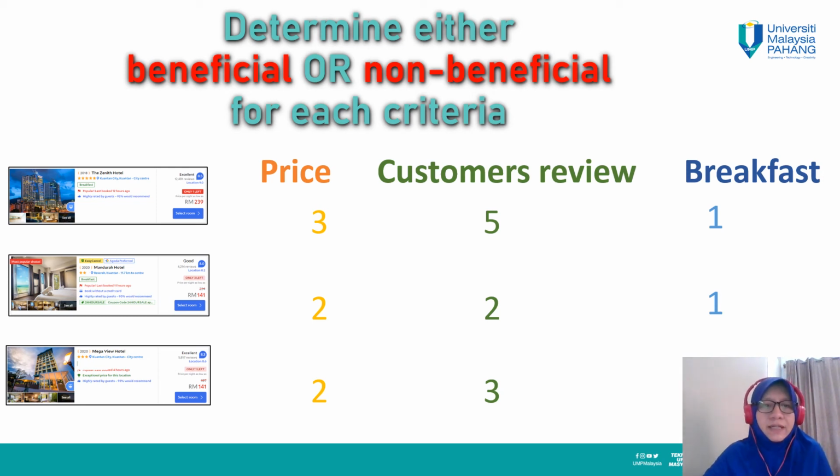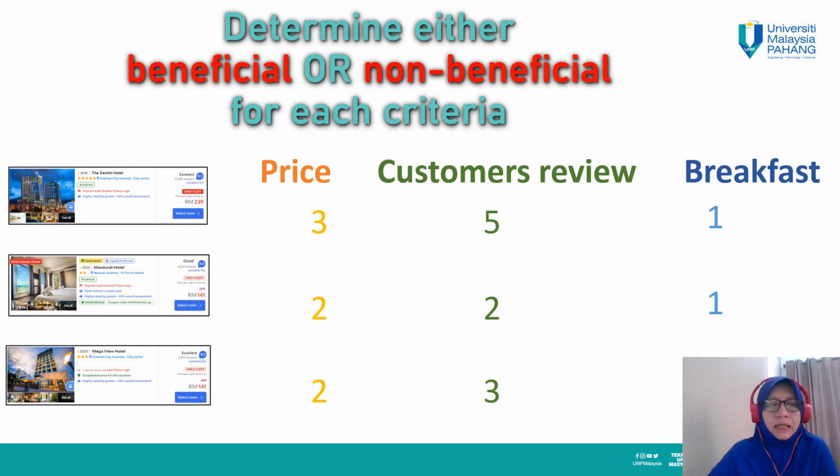Okay, this is the score for each alternative for the hotel booking. The price has 3, 2, 2. The score for the customer's review is 5, 2, and 3. For the breakfast it is 1, 1, and 2.